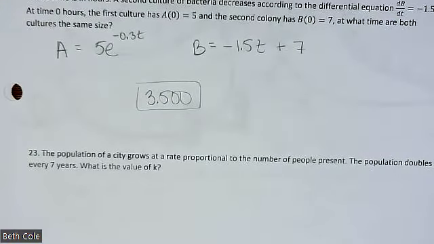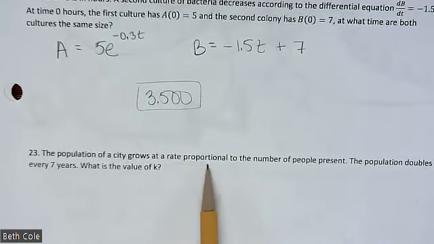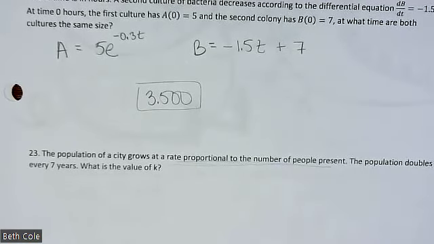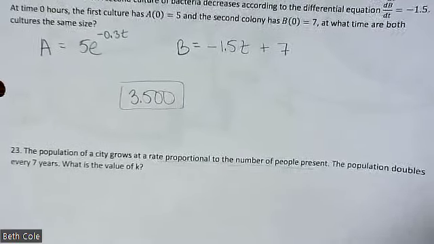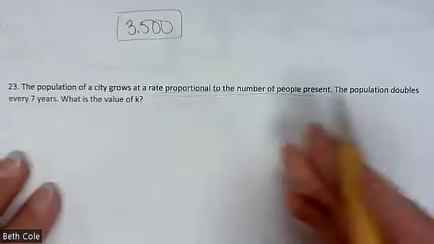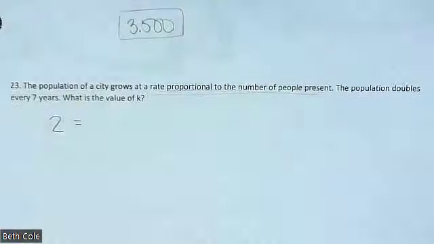All right, last one. Population of a city grows at a rate proportional to the number present. What does that mean? Proportional to the number present. You want to immediately think PERT, okay? Population doubles every 7 years. So I don't know how much we started with. I don't know what the population was to begin with, but I know it doubles in 7 years.